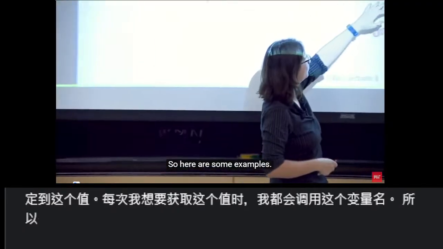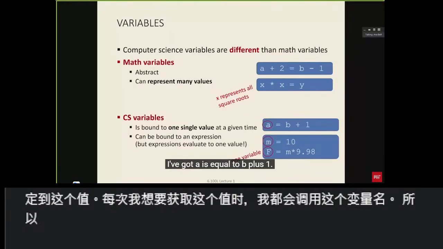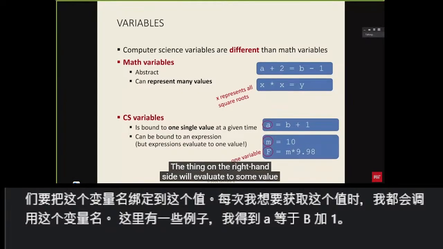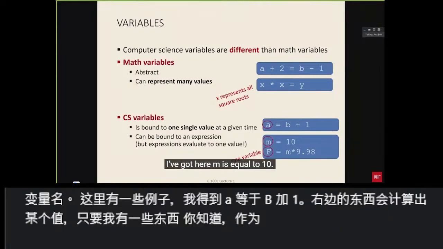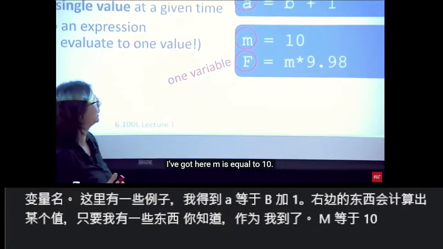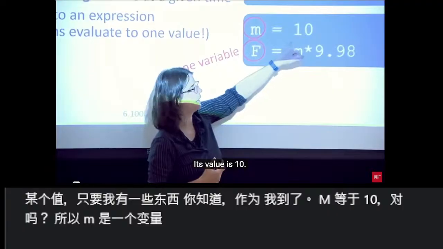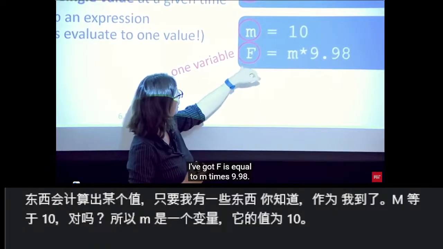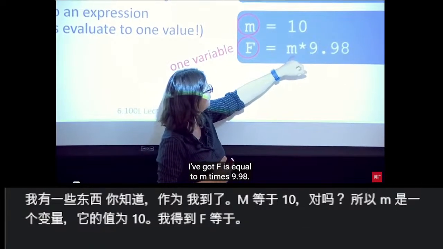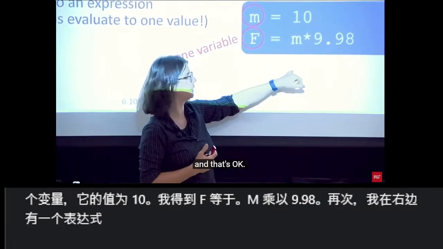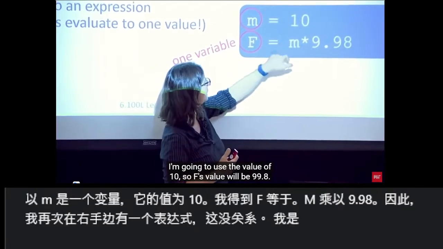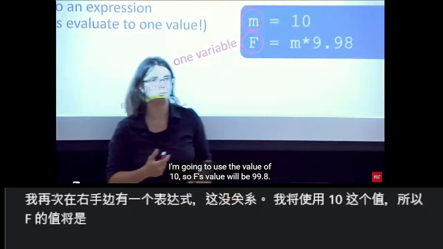So here are some examples. I've got a is equal to b plus 1. The thing on the right-hand side will evaluate to some value as long as I have something that b has a value for. I've got here m is equal to 10, right? So m is a variable. Its value is 10. I've got f is equal to m times 9.98. So again, I have an expression on the right-hand side, and that's okay. I'm going to use the value of 10, so f's value will be 99.8.